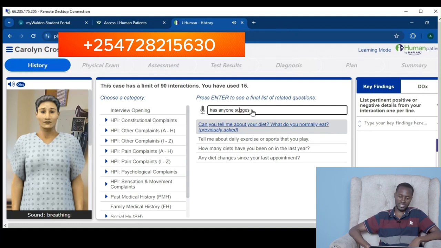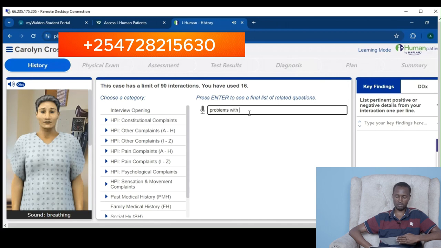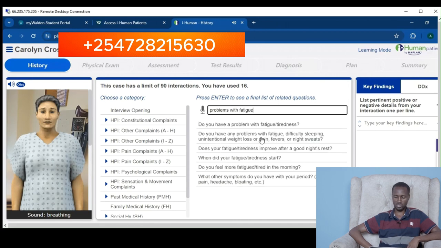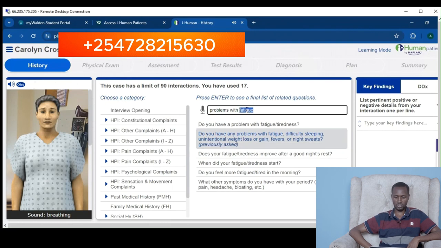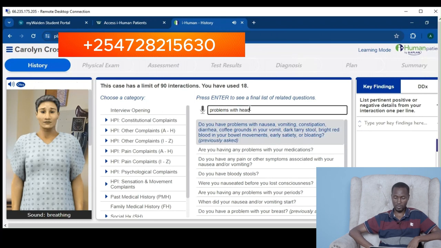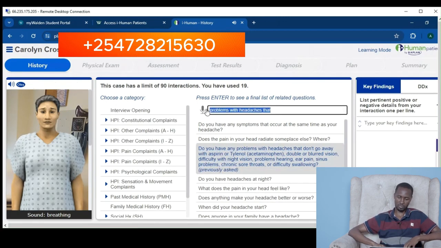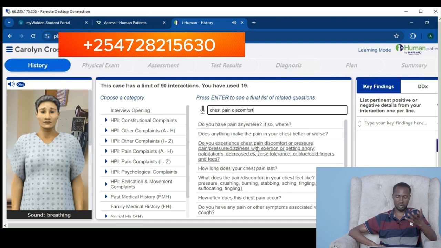Then there are questions about fatigue. This is a general question that you have to ask nearly all patients that you encounter in Human Cases. There are questions about problems with headache. That's also a very general question. There are also questions about chest pain or discomfort, also a very general question. There are questions about problems with dizziness. That's also a very general question that you can use in nearly all Human Cases, especially if they deal with adult patients.